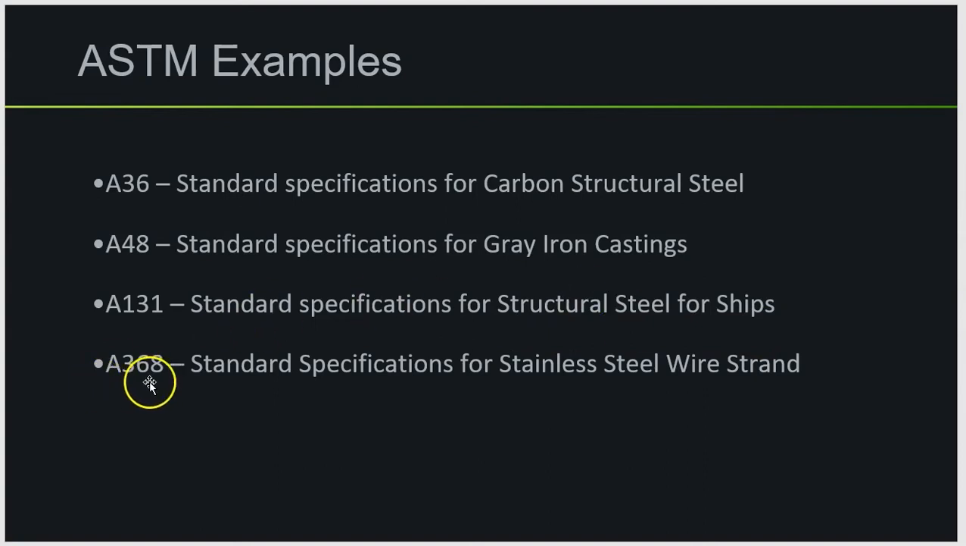And then A368, if I were to flip all the way to that point in the codebook, it would tell us the specifications for stainless steel wire strands. So we're starting to look at cables, so stranded wire cables. So we'll start to look at the sizes of cable, how much tensile strength each strand should have versus the entire bundle of strands should have, what they're used for, things like that.